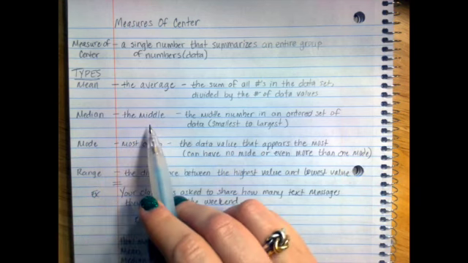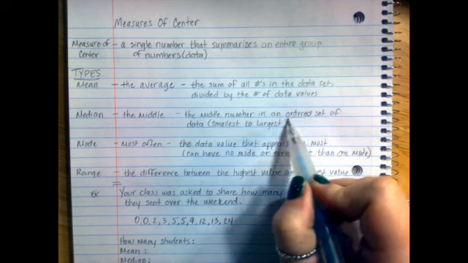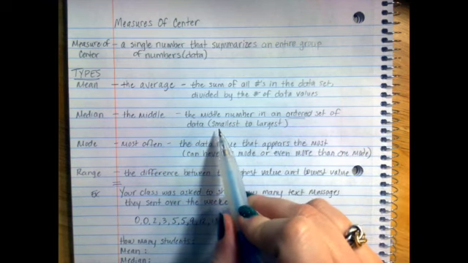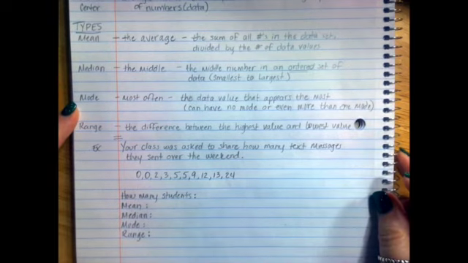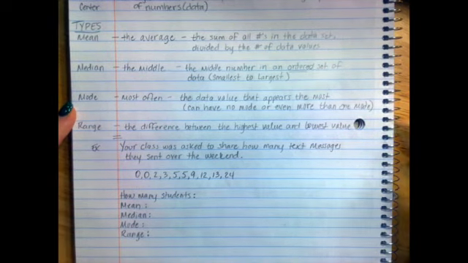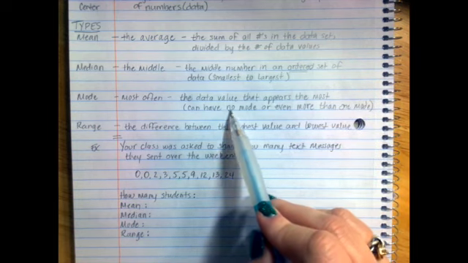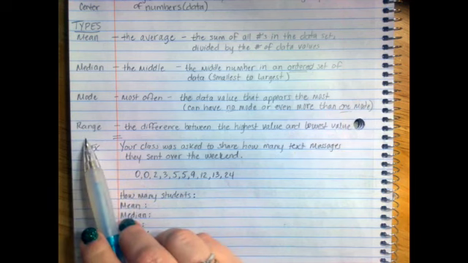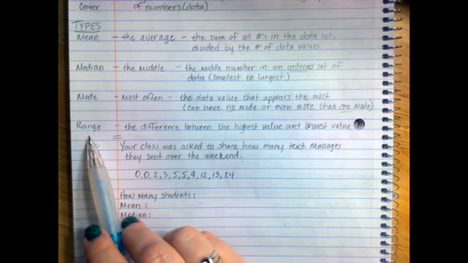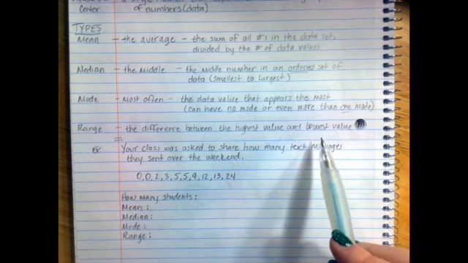The median is the middle number in an ordered set of data, keyword ordered, when you put them in order from smallest to largest. The mode is the data value that occurs the most often. You can also have no mode or even more than one mode. Range, to me, is not really a measure of center. This is just telling you the difference between the highest value and the lowest value.